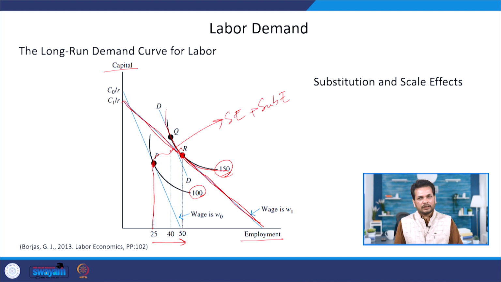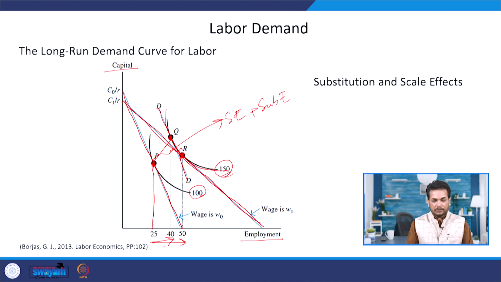So, if we want to find out what the scale effect is, there is an increase in the scale of production. So, how much of the increase in employment is due to the increase in the scale of production? We have drawn a parallel line DD to the previous cost function and it gets tangent at point Q. So, moving from point P to Q, as the wage reduced, the farm employs more labor, from 25 to 40. This is the scale effect, because the cost of production has gone down, the farm is producing more, and it has to employ more workers.